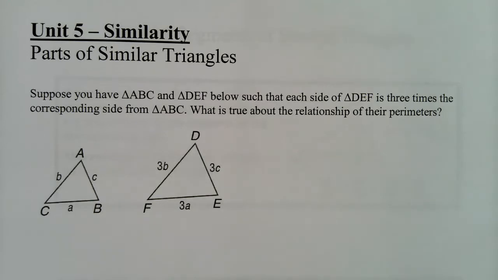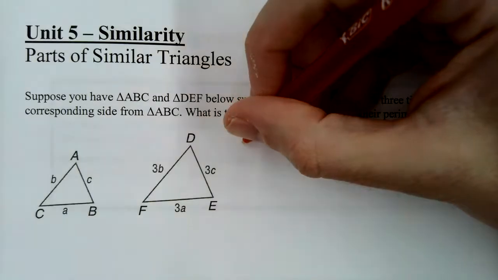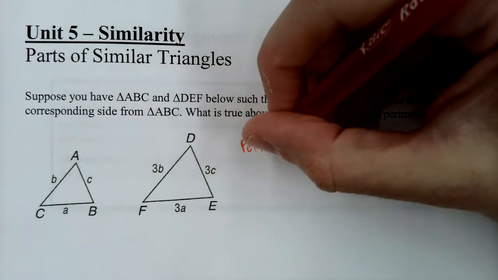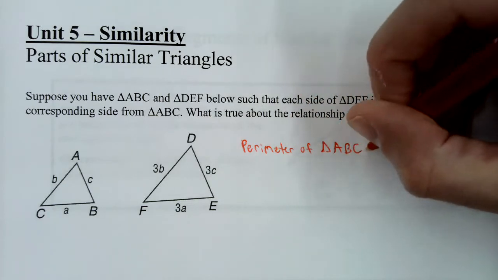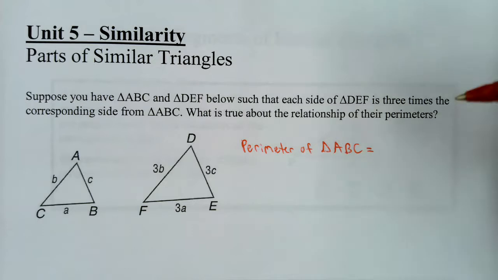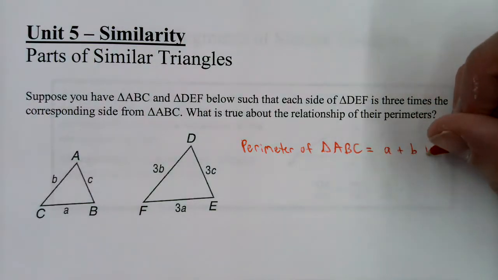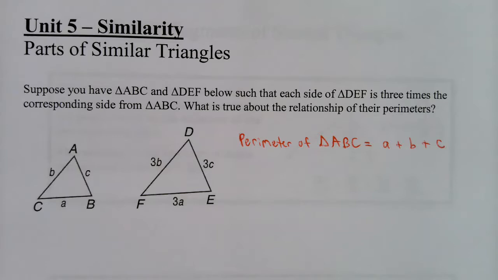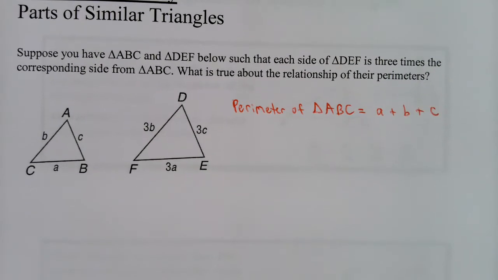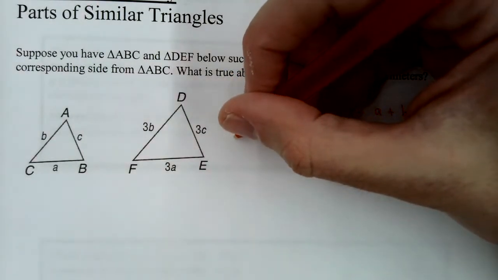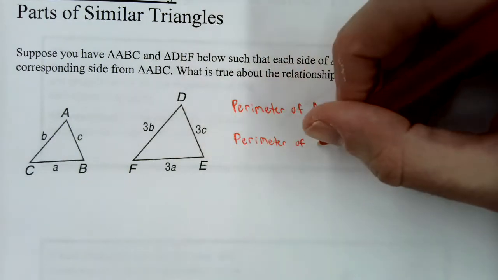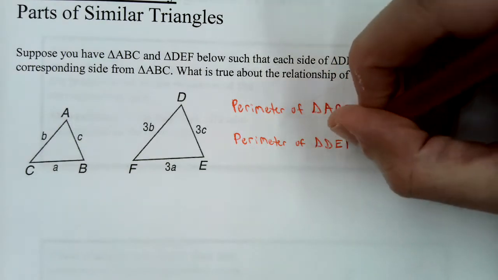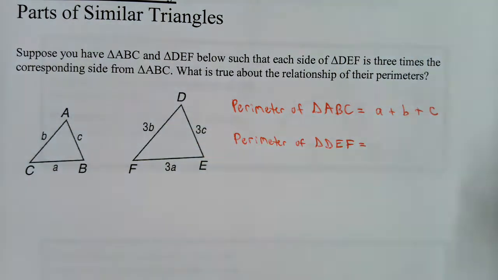Okay, so perimeters, when you add up all the sides. So let's look at the perimeter of triangle ABC. That equals A plus B plus C. Okay, that's easy enough. Now let's look at the perimeter of triangle DEF. Add up all the sides, so 3A plus 3B plus 3C.